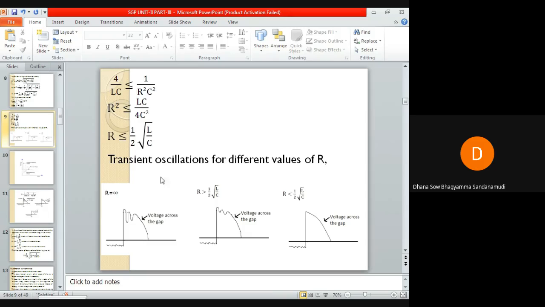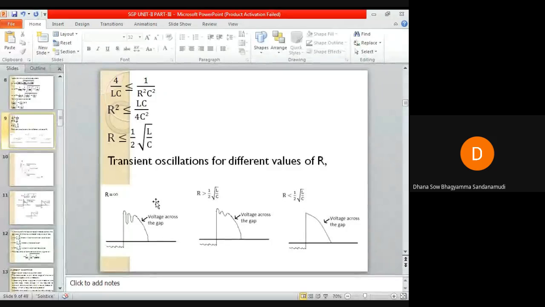So for the transient oscillations that occur in the system in which this resistor is connected across the circuit breakers, let us see how the transient oscillations will vary for different values of R. When R is infinity, you can see the oscillations are severe.